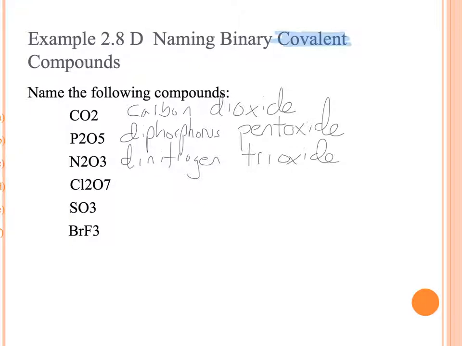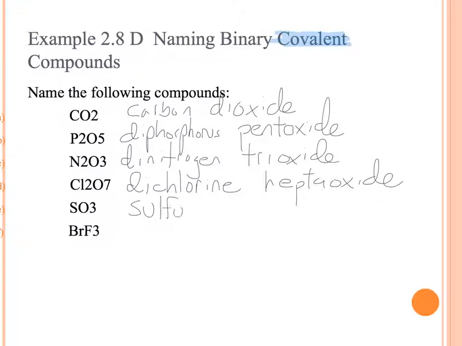2 chlorines, so dichlorine. And then 7 is heptaoxide. So you need to know what the prefixes of these are and the general construct. Here's sulfur, and this is an example where we're not using mono in the first element, trioxide. And then bromine trifluoride. So those guys are covalent.